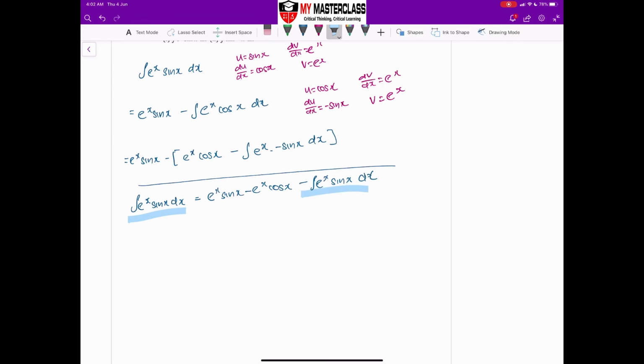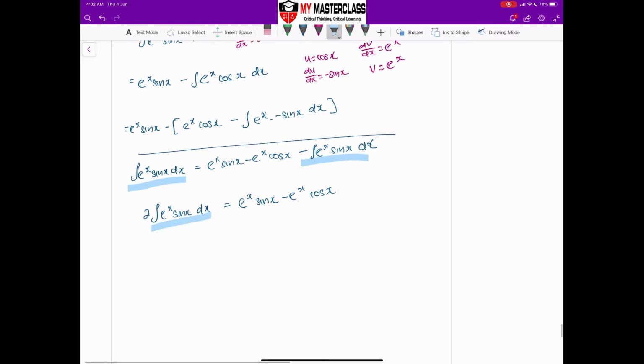Same as your manipulation, I'm going to bring it to the right-hand side. So it becomes 2 times the integral of e^x sine x dx, essentially this. And hey, the question only wants this. So what I'm going to do is divide the entire equation by half, and that will essentially derive the answer. But do remember to put a plus c.